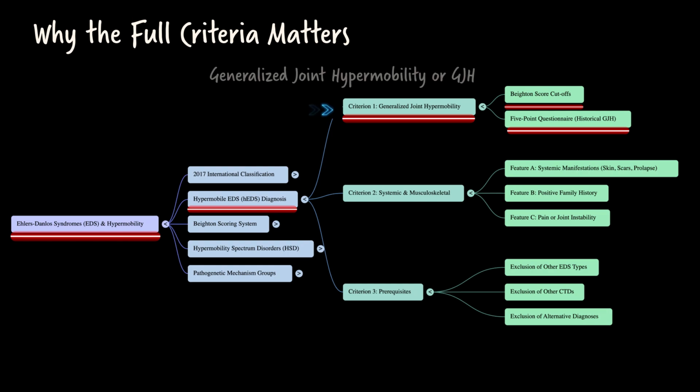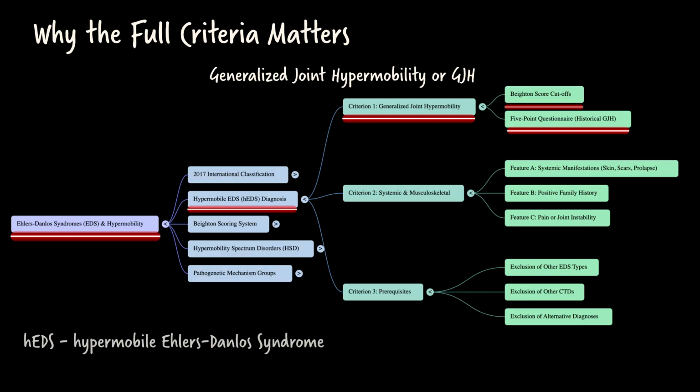Criterion 1 focuses on generalized joint hypermobility, or GJH. Generalized joint hypermobility is the foundational requirement for an hEDS diagnosis, reflects systemic connective tissue laxity, and distinguishes it from isolated flexibility. The Beighton Score, described in the previous video, is one part of Criterion 1. An in-depth history with a standard questionnaire is critical to identify prior hypermobility. A detailed review of both the scoring system and questionnaire is covered in Part 1 of this series.